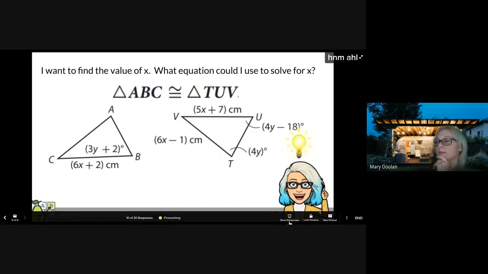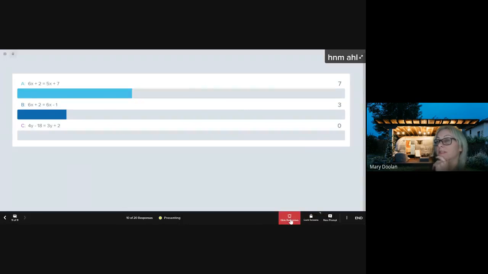Okay, so let's see what we're coming up with so far. We're torn between A and B, which is good that so far no one's picked C, because C, well, doesn't even have x in it, right? So if you didn't pick C, good job. If you didn't pick anything, you need to participate. So we're kind of torn between A or B. So just looking at, we have 6x plus 2. Does that equal 5x plus 7? Or does 6x plus 2 equal 6x minus 1?